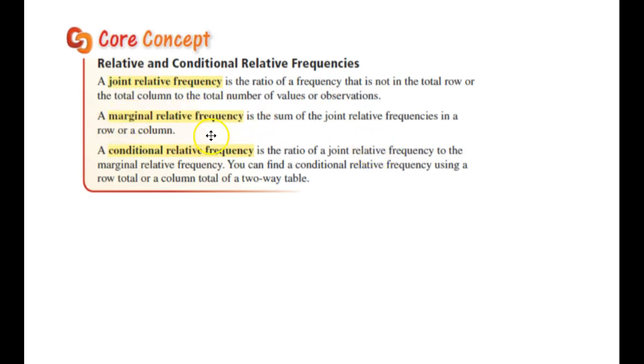Then a marginal relative frequency is the sum of the joint relative frequencies in a row or column. So first I find all of my joint relative frequencies, each individual cell divided by the total, and then I can add those to find my marginal relative frequency. And then a conditional relative frequency is a ratio of my joint relative frequency to my marginal relative frequency. I can use either the rows or the columns when I'm finding this conditional relative frequency. So let's look at some examples to actually work through this.